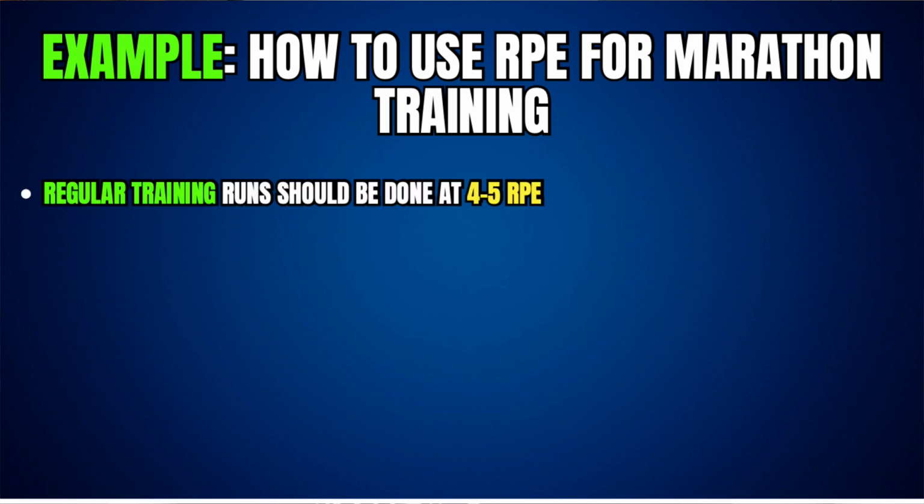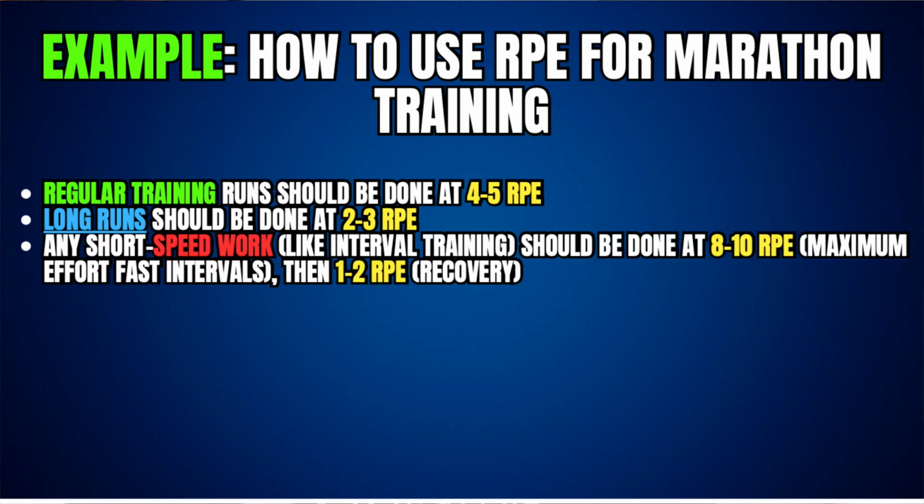So my regular training runs could be run at 4 or 5 RPE. Long runs would be done at 2 to 3 RPE. Short speed workouts like interval training could be 8 to 10 RPE, right? So again, you just have to figure out how that works. And then when you're doing intervals, the recovery part could be 1 to 2 RPE, right?